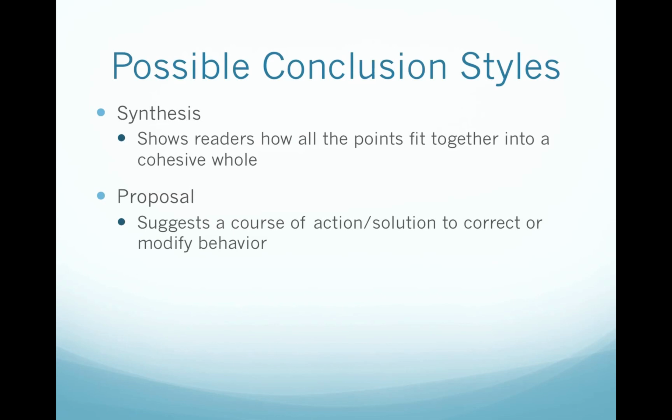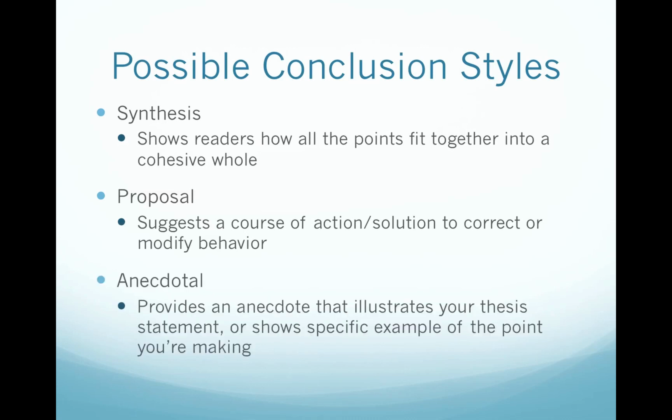You also can make a proposal, and that suggests a course of action, a solution to correct or modify the behavior. And this is easy if we're writing a call to action paper. The example that I gave you of needing a better public transportation system could be considered a call to action paper in a way. I'm going to show you how dire, how problematic our current system is. We need something new, and that makes it easier if we want to use the proposal format, because in the conclusion we can just put a call to action. Here's what you need to do: call your Congress members, call your senators, call your local public transportation authority and talk to them. That would be a good example of that proposal.